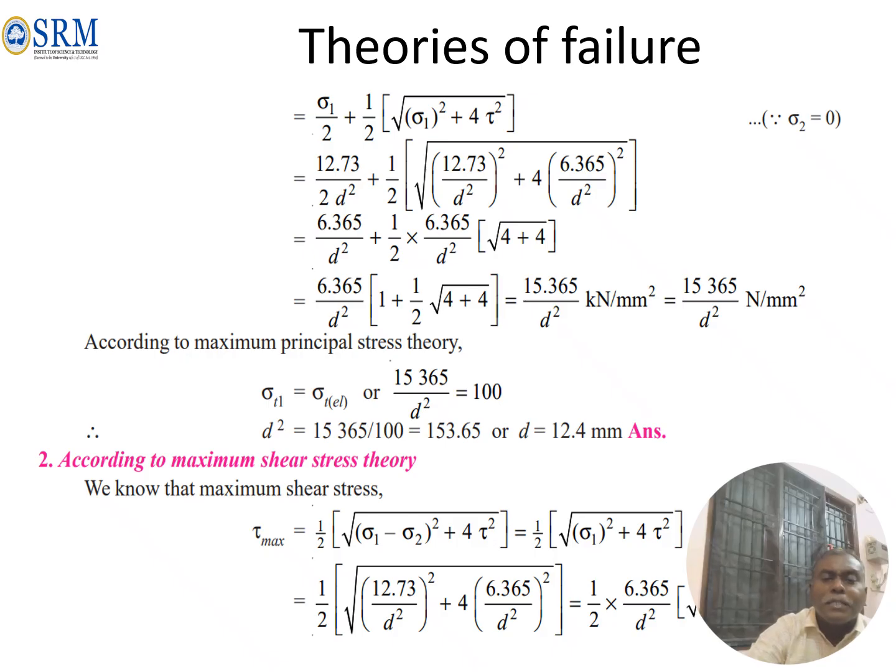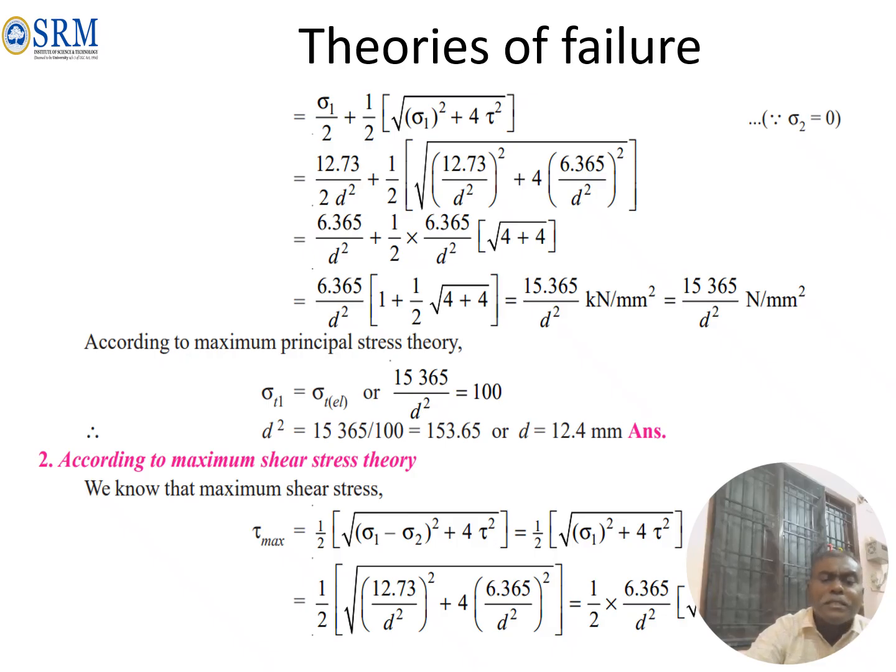So according to the maximum principal stress theory, sigma t1 equals the allowable sigma t, which is 100. So the diameter d equals 12.4 mm. This is the value we got from the first theory of failure.